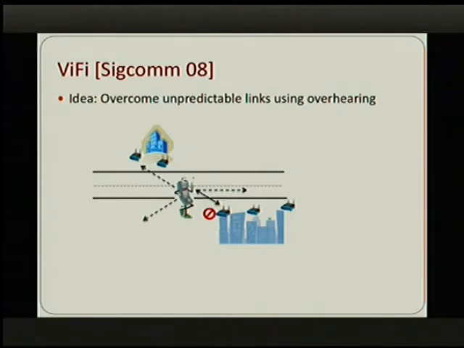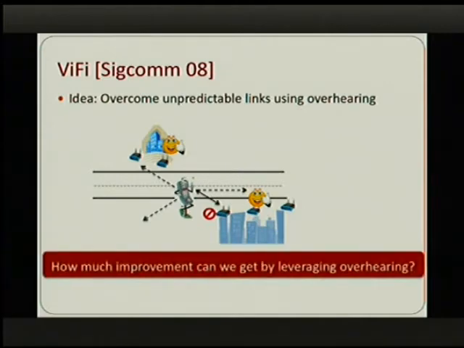So the idea here is that because this is a wireless channel and data is sent in all directions, assuming you have omnidirectional antennas, it's possible that other access points in the vicinity can overhear the packet. By overhearing, I mean receiving a packet that is not meant for you. So the question is, can we somehow leverage this overhearing to overcome unpredictable links? But before we answer this, I first wanted to see the potential for doing this. How much improvement can we possibly get by leveraging overhearing? Or does it even make sense to do this?